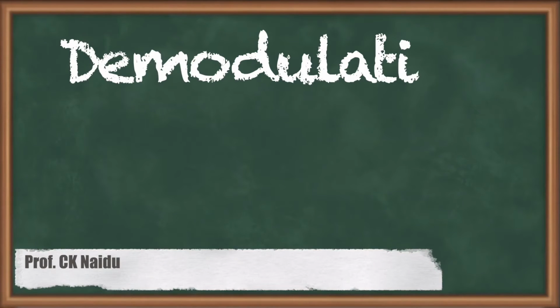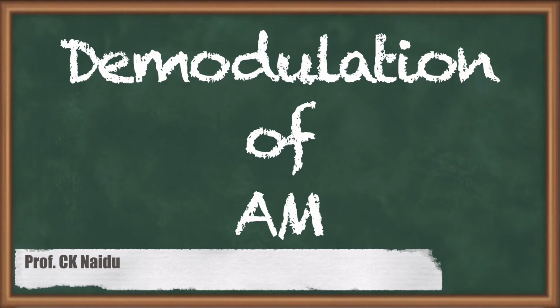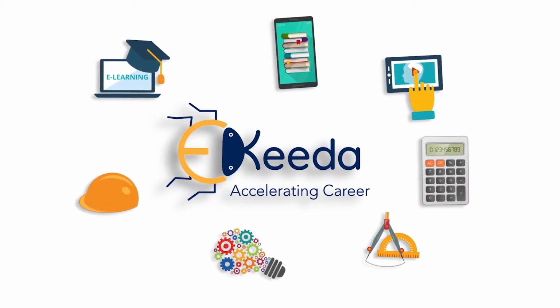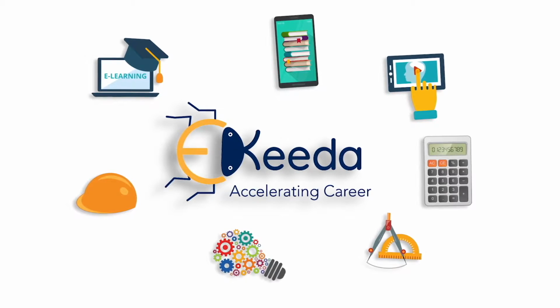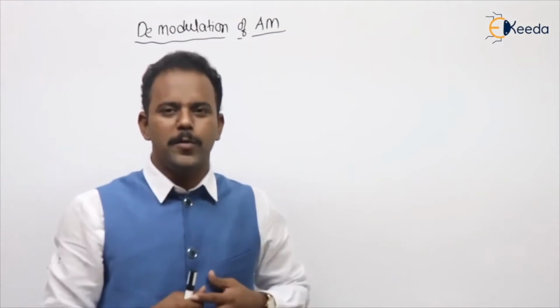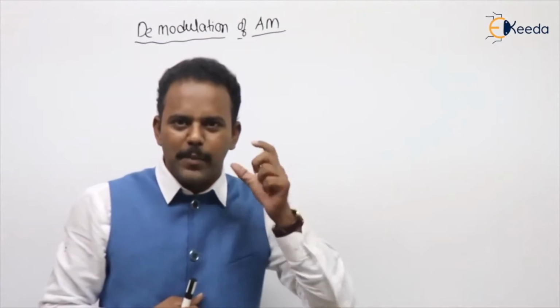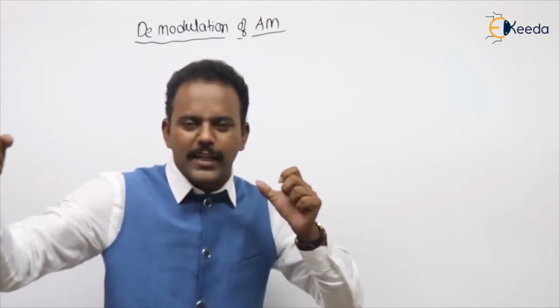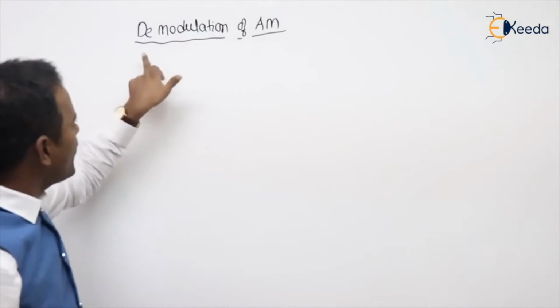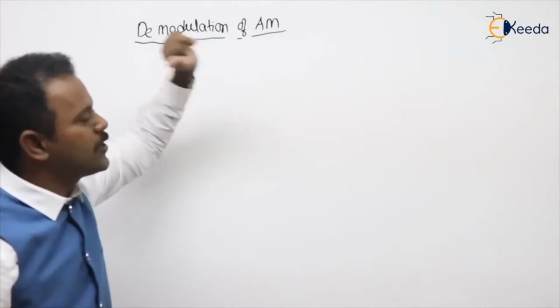Hello students, in this video we will be learning about demodulation of AM. We just now completed the generation of amplitude modulation. Generation means by taking message and carrier, we are generating the amplitude modulated signal. What we are discussing now, I put the heading as demodulation of AM.